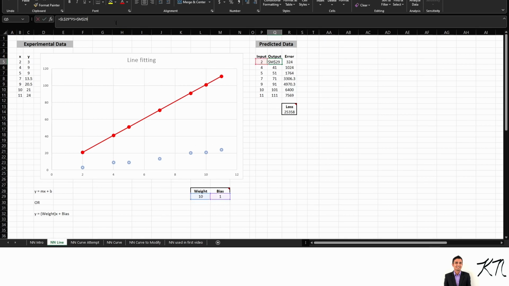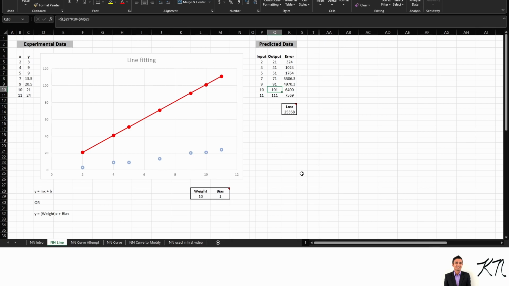And how is that? Well, that's, again, y equals mx plus b. So you take the input, multiply it by the weight, 20. So 2 times 10 is 20. And then you add the bias, 21. It's really that simple. Let's take this one. 10 times 10 is 100, plus 1 is 101. So again, 101 is this point right here.